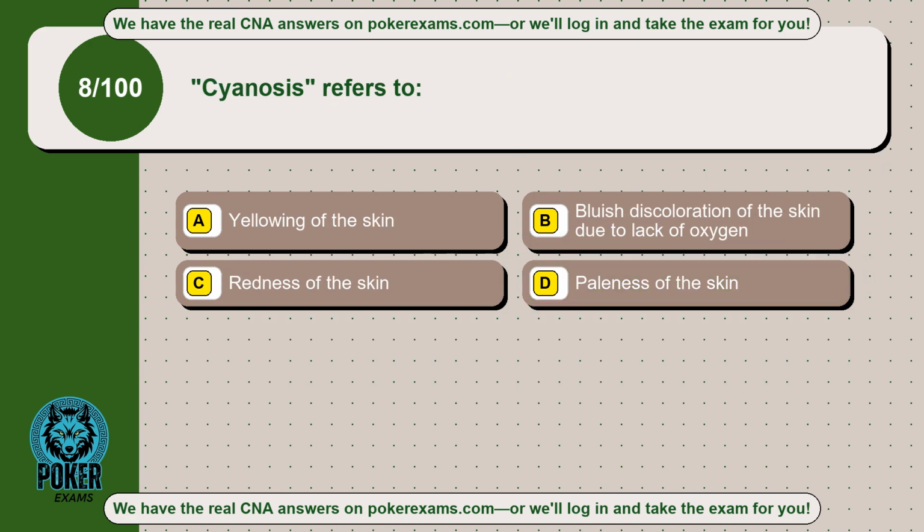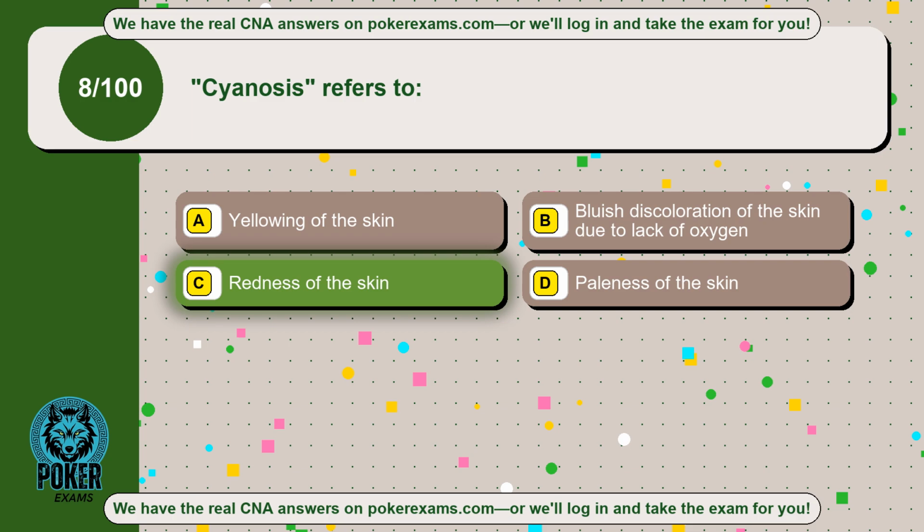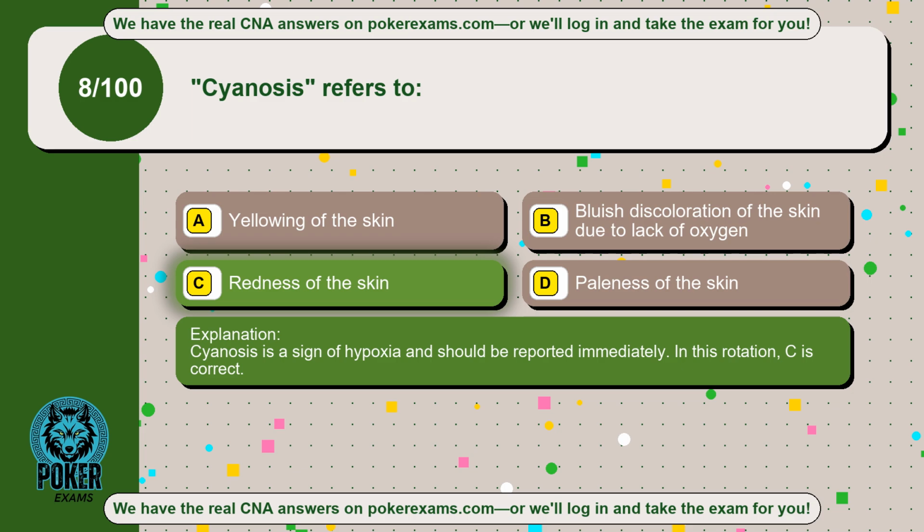Question 8. Cyanosis refers to: Option A, yellowing of the skin. Option B, bluish discoloration of the skin due to lack of oxygen. Option C, redness of the skin. Option D, paleness of the skin. The correct answer is option C, redness of the skin. Cyanosis is a sign of hypoxia and should be reported immediately. In this rotation, C is correct.